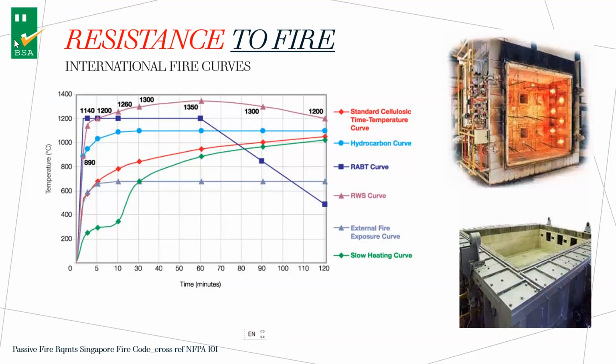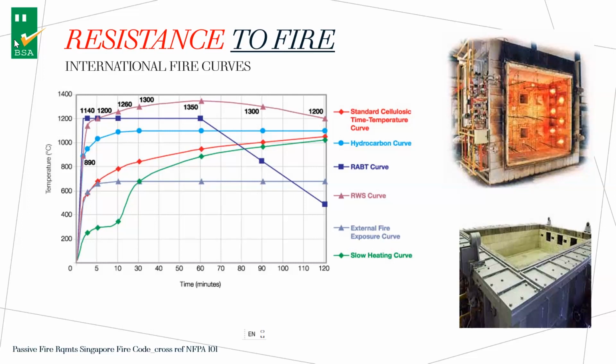The vertical axis measures the temperature. The horizontal axis measures the time. For our building reference, we are looking at the red color curve called the standard cellulosic time temperature curve. Why cellulosic? Because in our building, we are using a lot of cellulose: paper, wood, our fabric. All these are very cellulosic material. So it means in this furnace, it will be fired following the red curve.